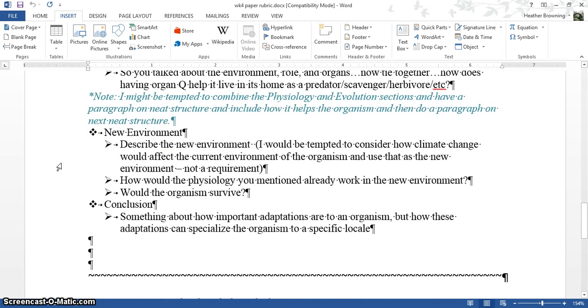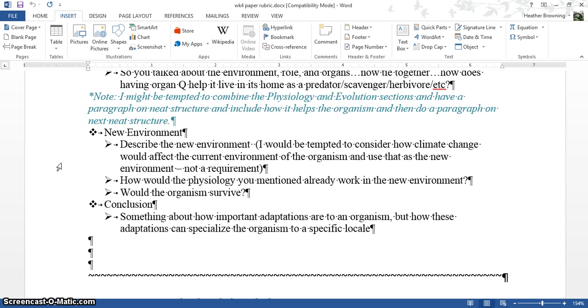So new environment. The first thing you need to do is think about, okay, I've talked about the environment that my critter lives in now. So if I do the guinea pigs, he lives in more of a grasslandy kind of area, and he previously used tunnels, right? Occupied tunnels that were abandoned for his own thing. So now I need to come up with a new environment. As a scientist, I would be tempted to look at this and think, okay, how would climate change affect this environment, and pick that as my new environment, because it'd be a really easy conclusion to do.